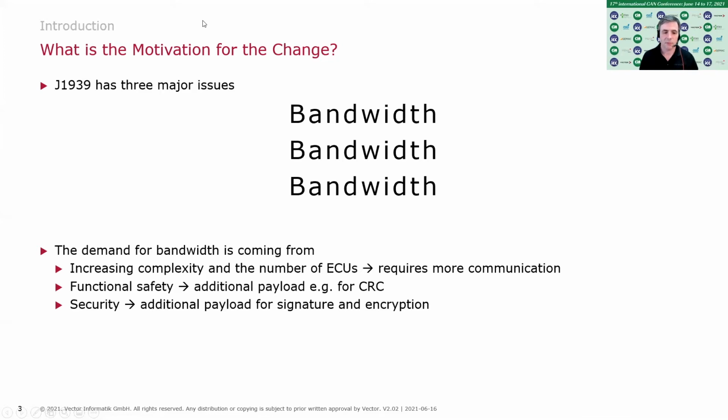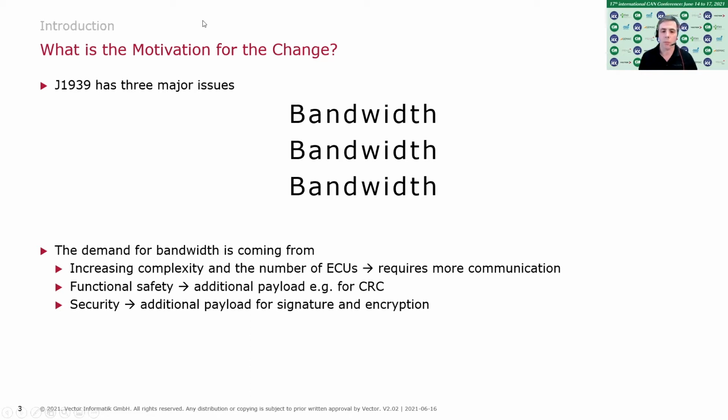The other reason for using more bandwidth is the functional safety. This is a topic which is getting more and more important. And typically, functional safety simply adds additional payload or additional data bytes to your control communication. And so this has also an increase of the bandwidth as a consequence.